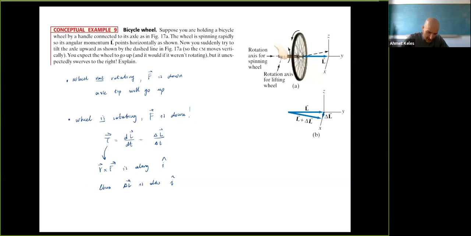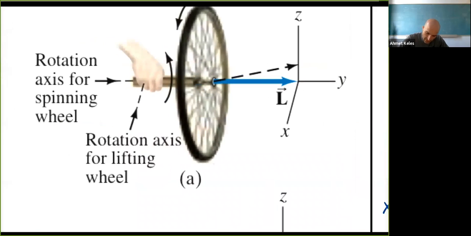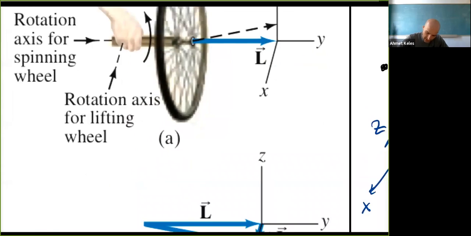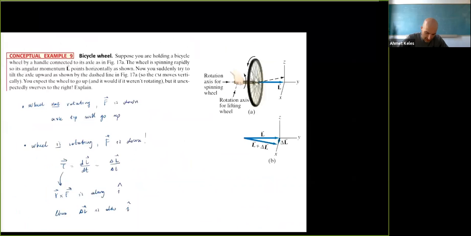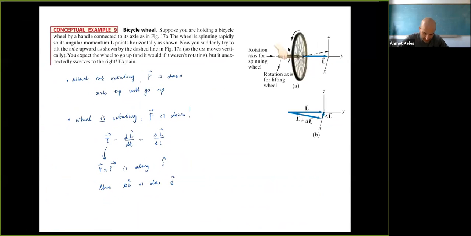What this means is, this tip is not going to go like this, but it is going to go like this, along this direction. I think your book shows it like this, so this is delta L. And that's a little bit not intuitive, because normally if we push things down, the tip is supposed to go up, like so. And the reason for this kind of odd behavior is the vector nature of angular momentum. Any questions here?